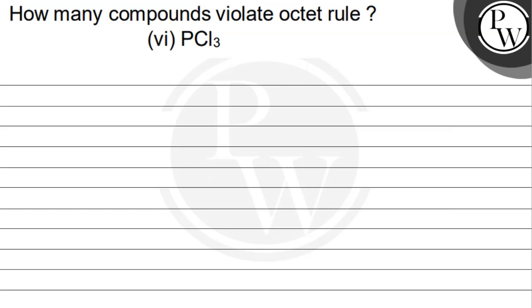The question says, how many compounds violate the octet rule: PCl3? In this question, they have given the compound PCl3, and we have to say whether that particular compound obeys the octet rule or not. That is the question.